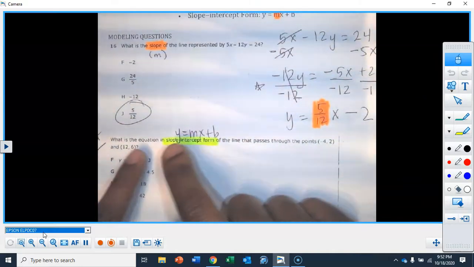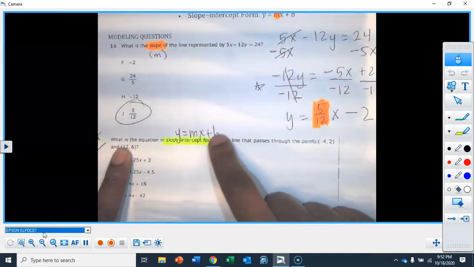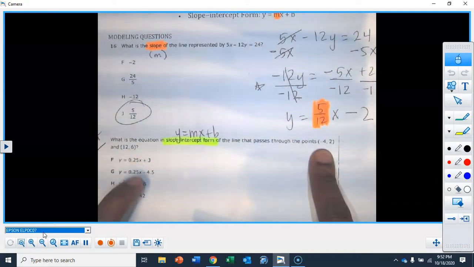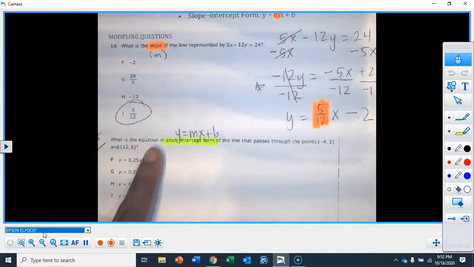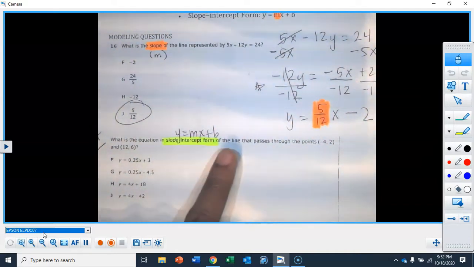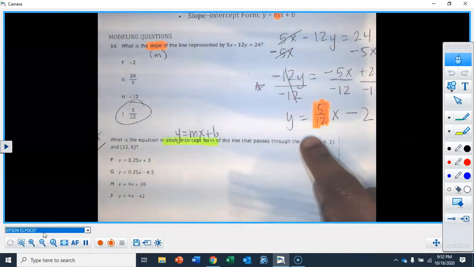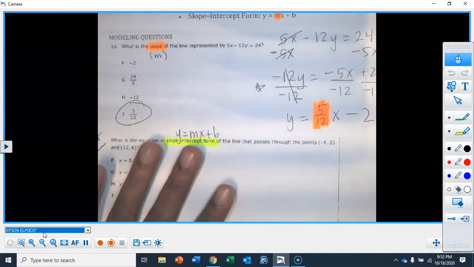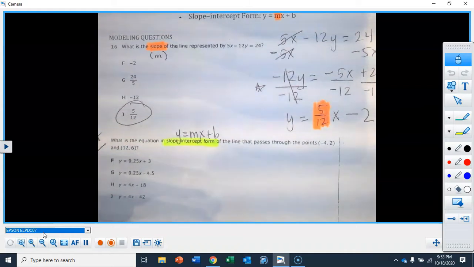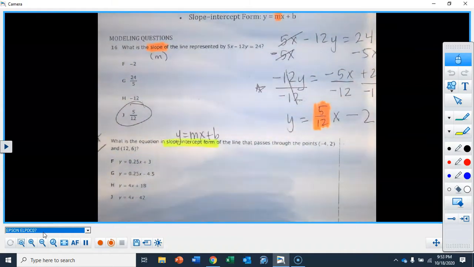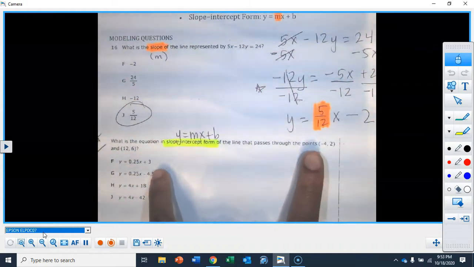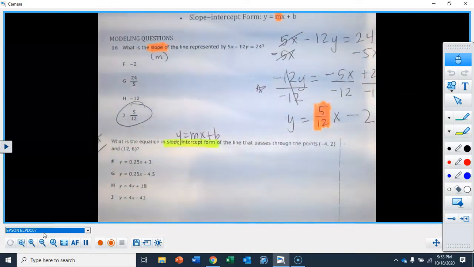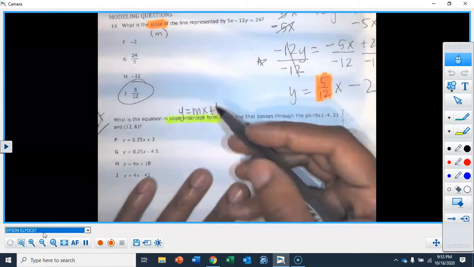So read the question again. What is the equation in slope-intercept form of the line that passes through this point and that point? What is the equation in slope-intercept form of a line that passes through negative 4, 2 and 12, 6? The first thing we have to do, guys, is let's go get m. Because the one thing I know from October 7th and the homework is if I'm given 2 points, I better find what the slope is. So let's do that.